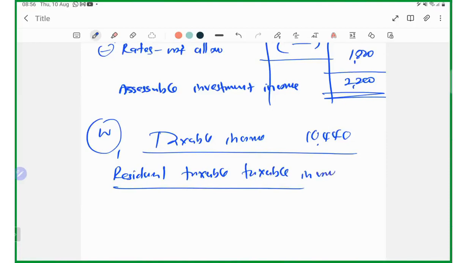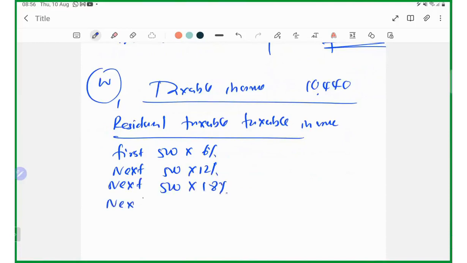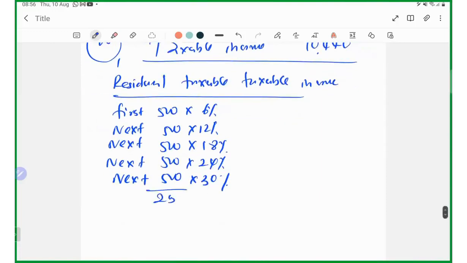So on the residual taxable income, you know how you can calculate tax on that. First 500 into 6%, the next 500 into 12%, next 500 into 18%, next 500 into 24%, next 500 into 30%. Up to 2.5 million you can calculate like this. Then you need to get the balance taxable income after 2.5 million. So 10,440, then 2,500 already we considered.